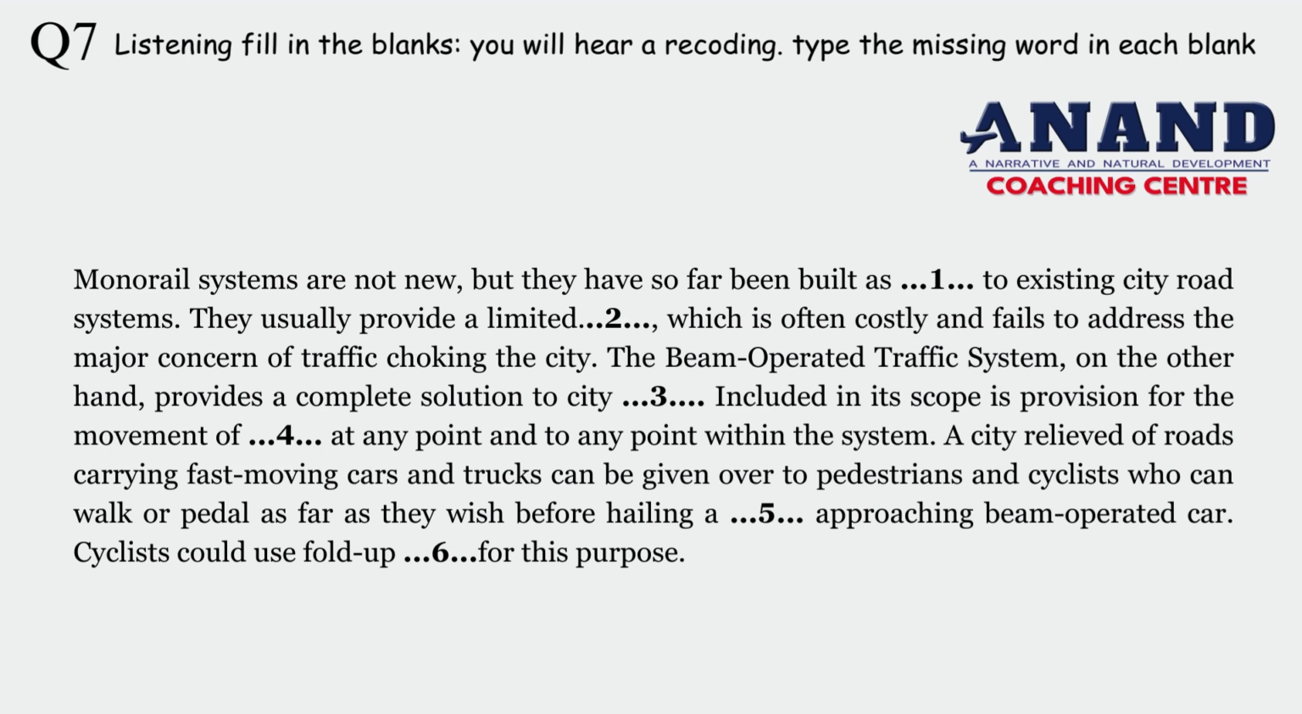Monorail systems are not new, but they have so far been built as adjuncts to existing city road systems. They usually provide a limited service, which is often costly and fails to address the major concern of traffic choking the city. The beam-operated traffic system, on the other hand, provides a complete solution to city transportation. Included in its scope is provision for the movement of pedestrians, at any point and to any point within the system. A city relieved of roads carrying fast-moving cars and trucks can be given over to pedestrians and cyclists who can walk or pedal as far as they wish before hailing a quickly approaching beam-operated car. Cyclists could use fold-up bicycles for this purpose.